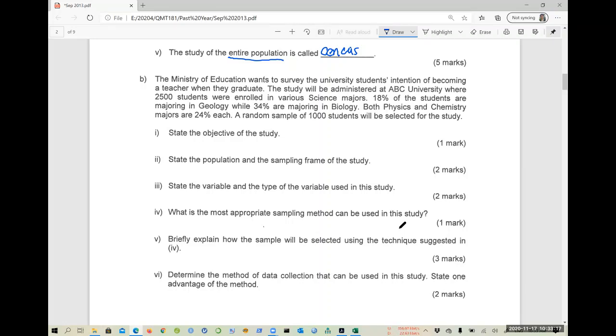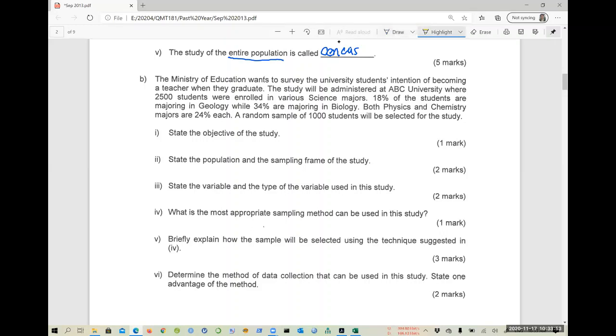Were enrolled in various science majors. So you have various science majors. So that means there is an intention of making subgroups from here. All right. So 18%. So this is the grouping. Okay, 18% of the students are majoring in geology, while 34% are majoring in biology. Both physics and chemistry majors are 24%. A random sample of 1,000 students will be selected for the study.